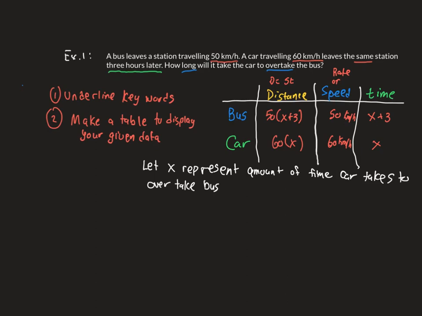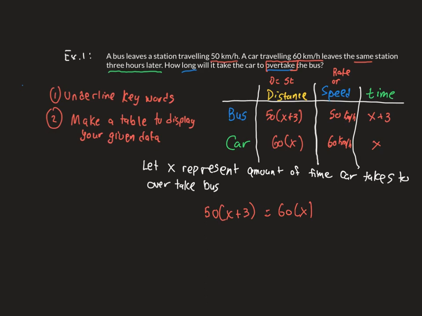So when they catch up to each other, that basically means that their distances should be the same. Because that's what happens when they overtake each other. So they overtake, that means at that point their distance has to be the same at some point. So we're finding the intersection, which means I'd write down 50 times x plus 3 should be equal to 60 times x. Because their distances at that point should be the same.